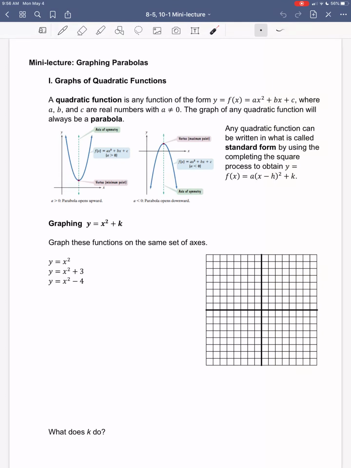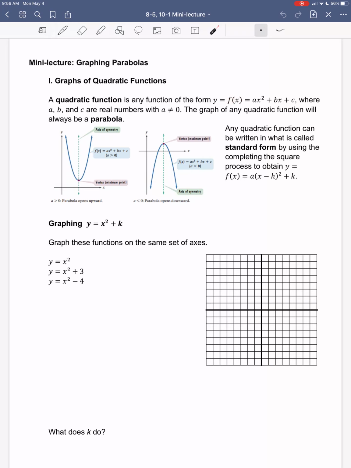In this mini lecture, I'm going to talk about graphing parabolas. Parabolas come from what we call quadratic functions, if we're graphing a quadratic function. We've talked about quadratic equations. Those were equations that had a squared variable as the highest power variable. A quadratic function, then, is a function of this form, y equals something or f of x equals something.